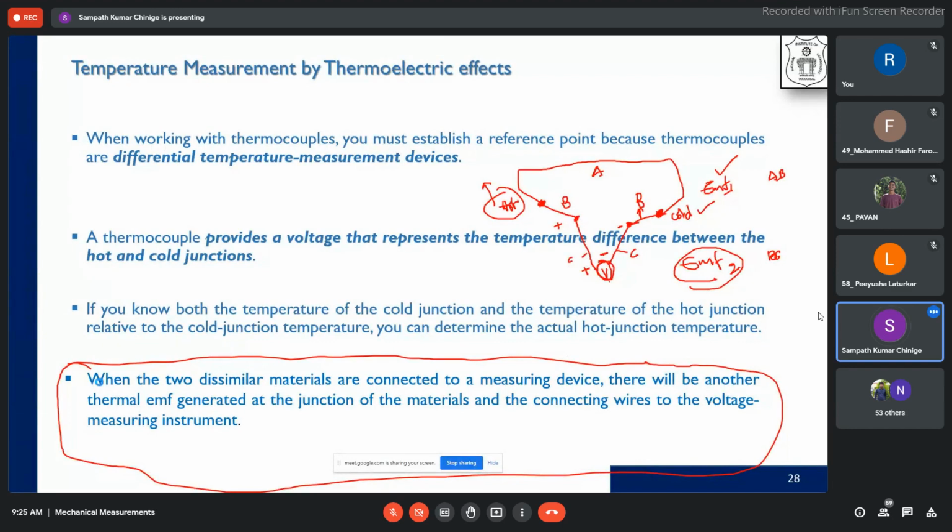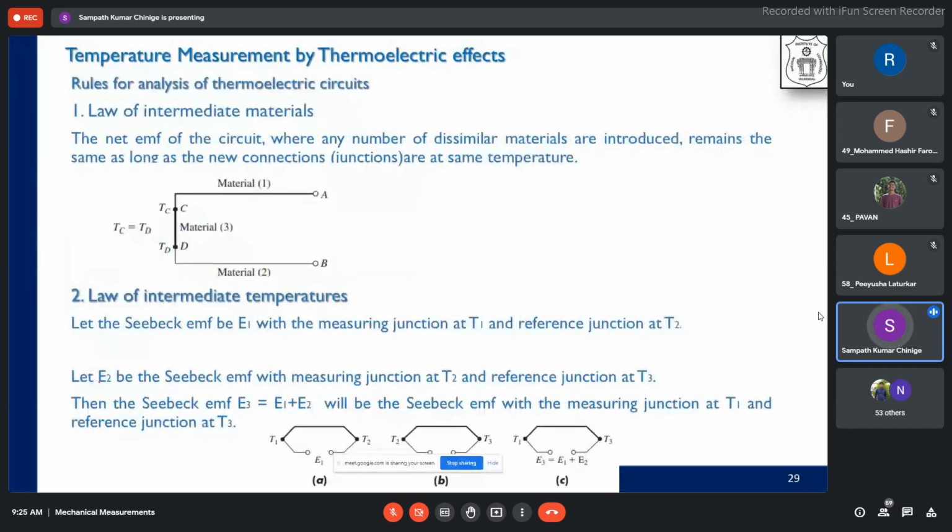Okay. So now, for understanding this, we have certain rules for the analysis of thermoelectric circuits. For example, the very first one is the law of intermediate materials. This law deals with the different kinds of materials that we use in a particular thermometer or thermocouple circuit. Okay?